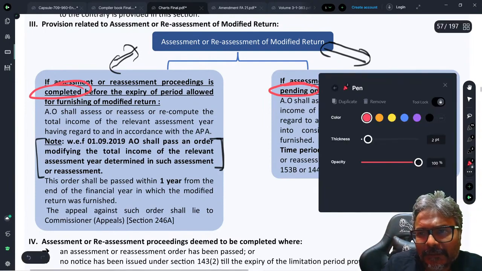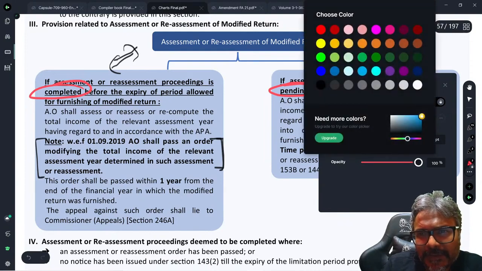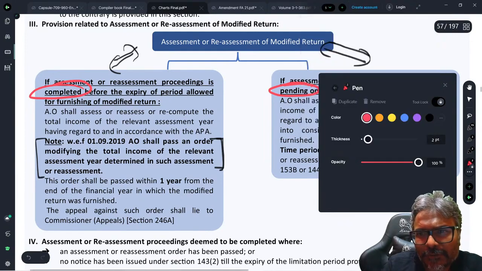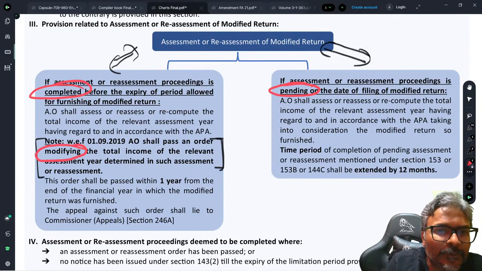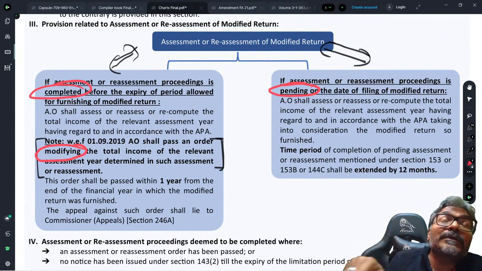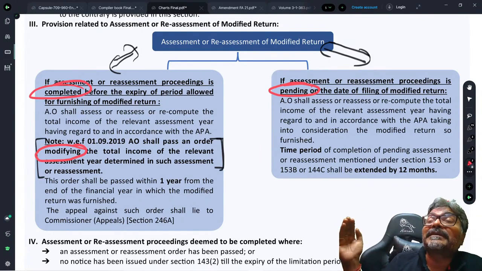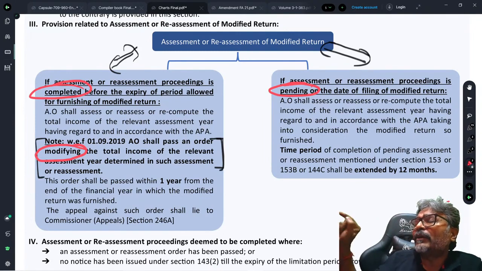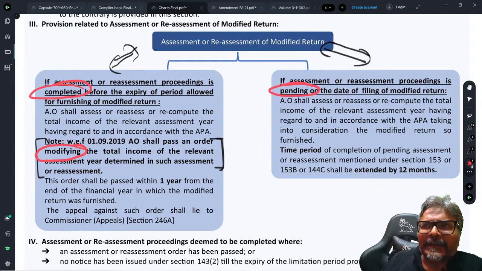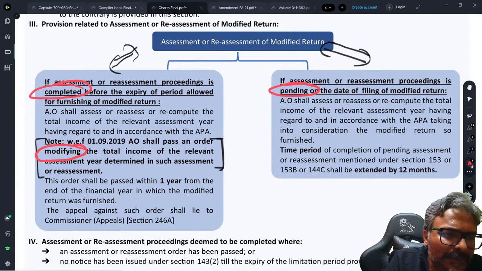then the assessing officer, students, in this particular case, can do what? You should be aware of it. The assessing officer can only modify the total income. Earlier, prior to the amendment, they could actually reassess the total income of the SSE. But now, the mandate is very limited and it is very categorical: to only modify the order of assessment. So this is the limited mandate that is available to all of you.